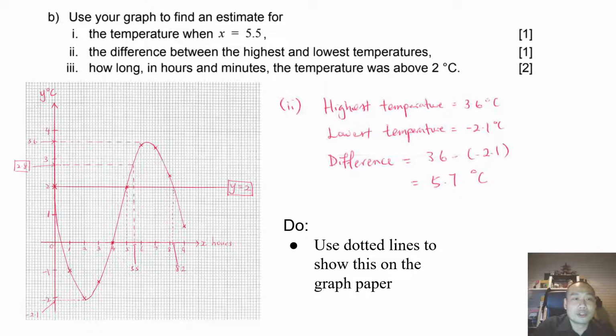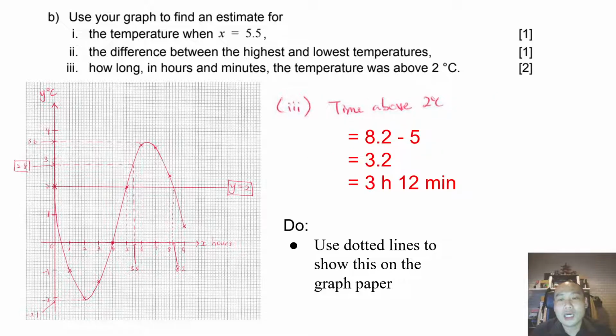Okay, and for part 3, they ask how long, in hours and minutes, the temperature was above 2 degrees Celsius. 2 degrees Celsius, what do we do? We mark out and draw the line y equals 2. Then again look at the intersection points, use a ruler and identify the values. Down here, when it first hit 2 degrees Celsius, is at 5 hours. And then when it gets out of 2 degrees Celsius here, it is 8.2 hours. So the difference is 8.2 minus 5, which gives us 3.2. And if we write it in hours and minutes, it should be 3 hours and 12 minutes.